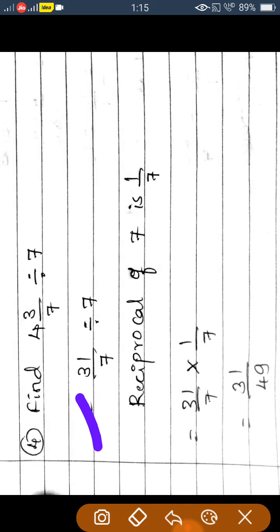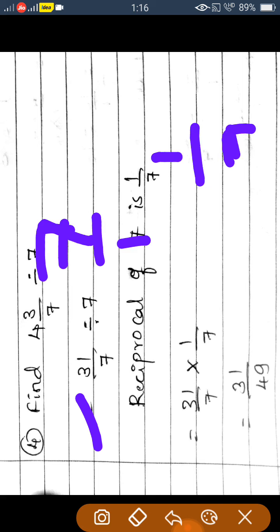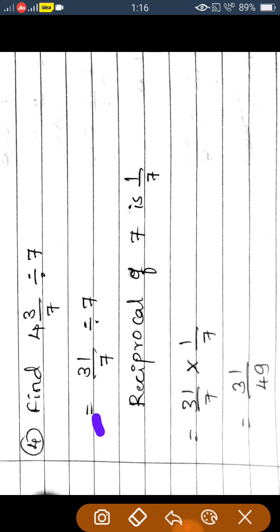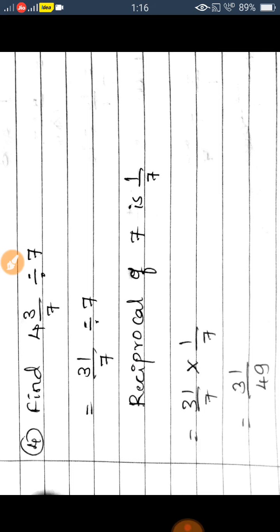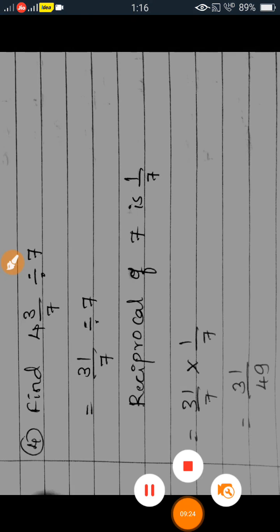Next, we cannot divide, so take the division operation to multiplication by taking the reciprocal after the division sign. The reciprocal of 7 is 1 by 7, because it is 7 by 1, and the reciprocal gives 1 by 7. The first one stays as it is, multiplied by 1 by 7. 31 into 1 is 31, 7 into 7 is 49. So this is your division of a fraction by a whole number.